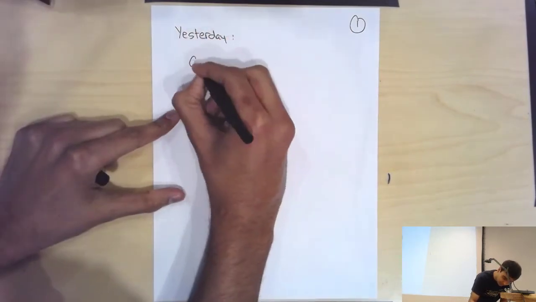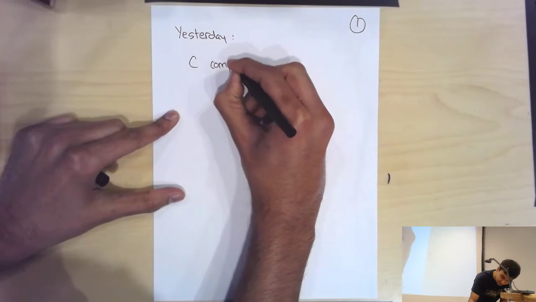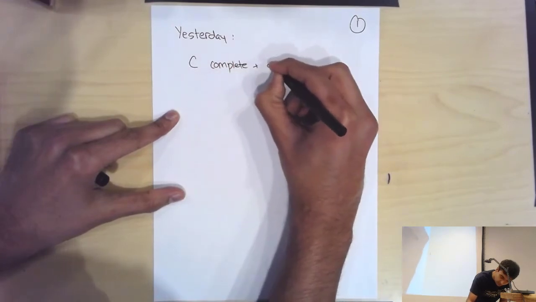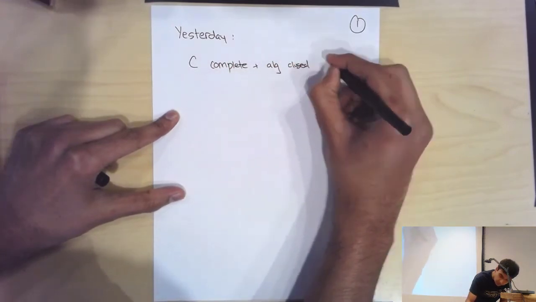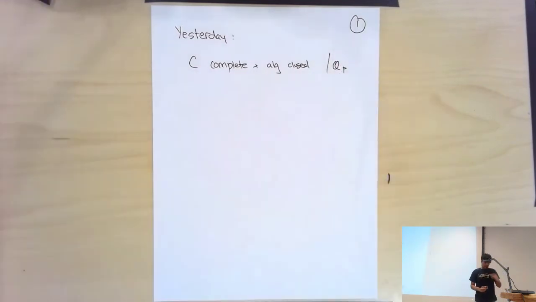So C is a complete and algebraically closed field. So it could be C_p.